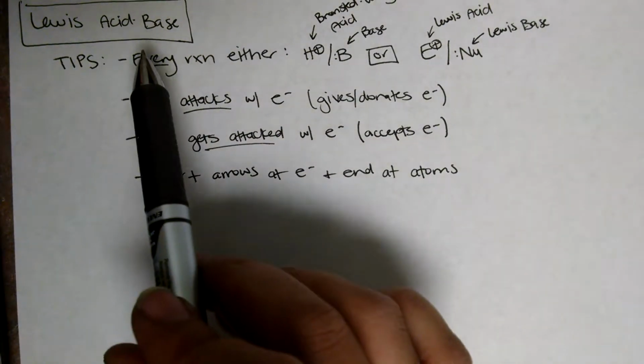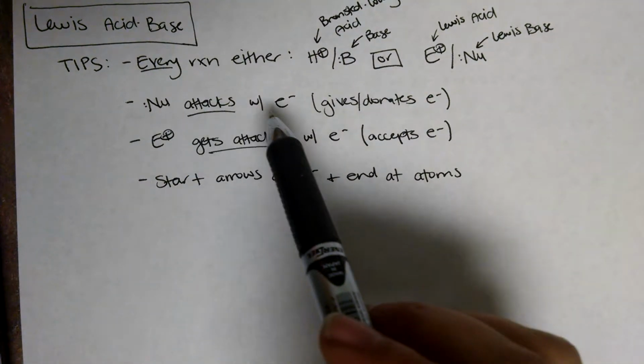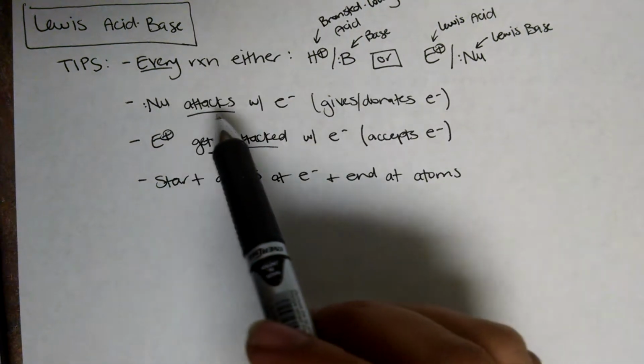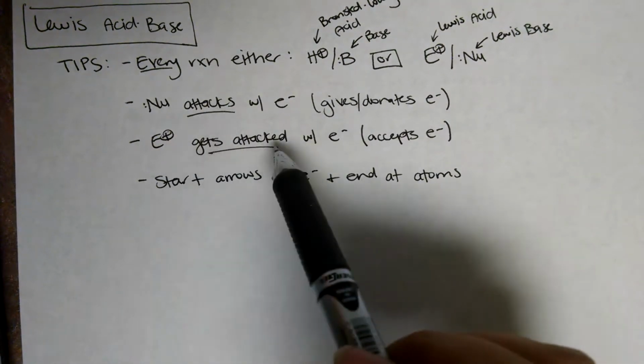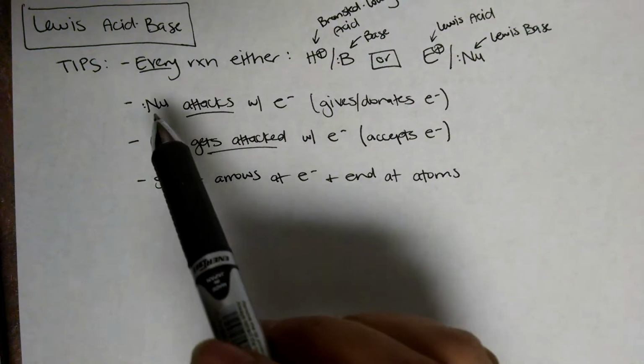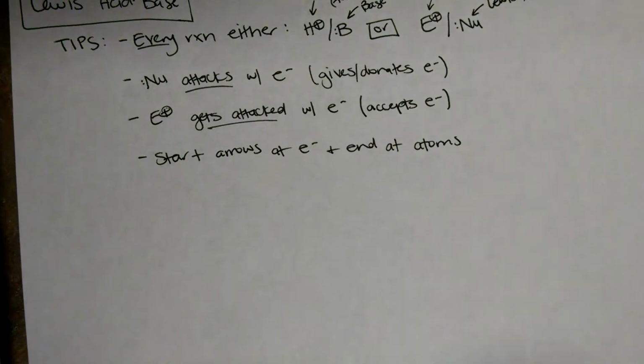So in these Lewis acid-base problems, or the nucleophile-electrophile, the nucleophile attacks with electrons. So it donates, that's why it's a Lewis base, but again, the nucleophile attacks, whereas the electrophile gets attacked, okay? So nucleophile attacks, electrophile gets attacked, and so we start arrows at electrons and end at atoms.